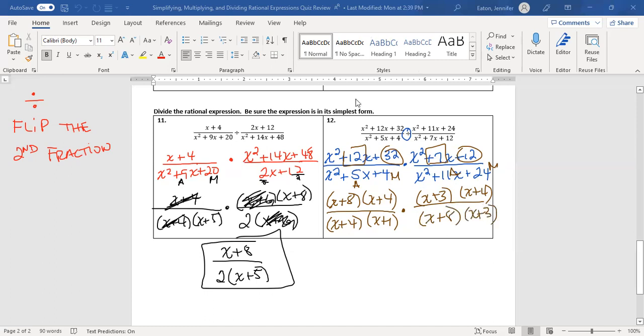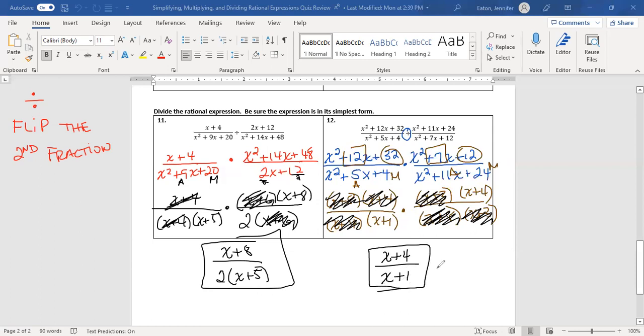So now we go ahead and cross out what we have in common. I have an x plus 8 on top, x plus 8 on bottom. I have an x plus 4 on top and an x plus 4 on bottom. I have an x plus 3 on top and an x plus 3 on bottom. That leaves me with x plus 4 on the top and x plus 1 on the bottom.